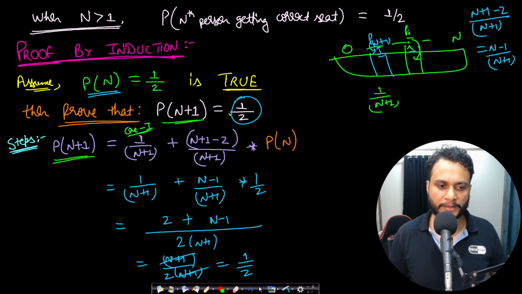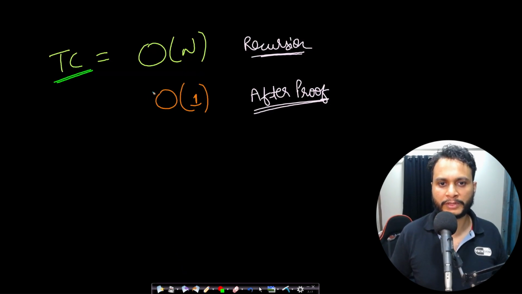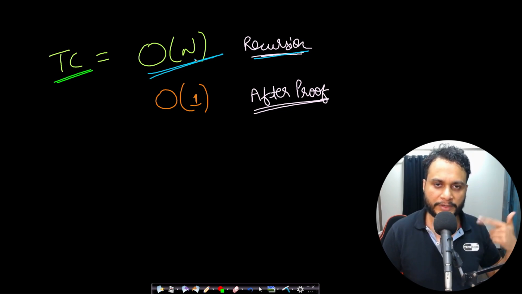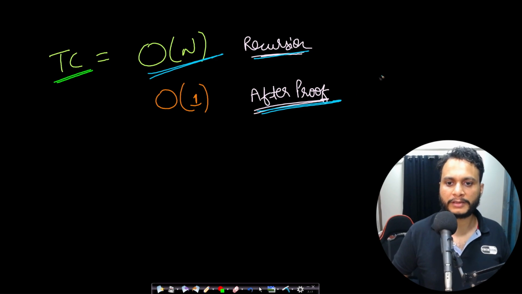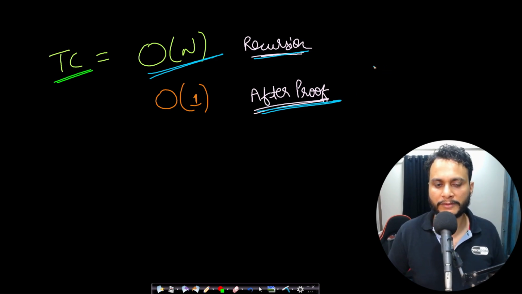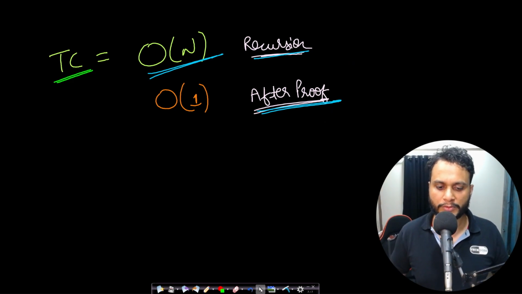Okay, so if you know this proof, then the code becomes very simple. Without the proof, if you solve it by recursion, the time complexity will be order of n, because at every step you are doing one step after another. But after the proof, you can simply write an if else statement and return: if n is 1, then return 1, otherwise you return 0.5. So let's look at both the codes.